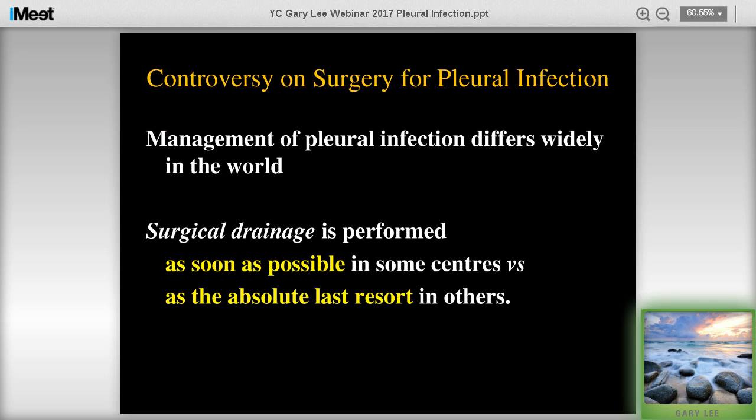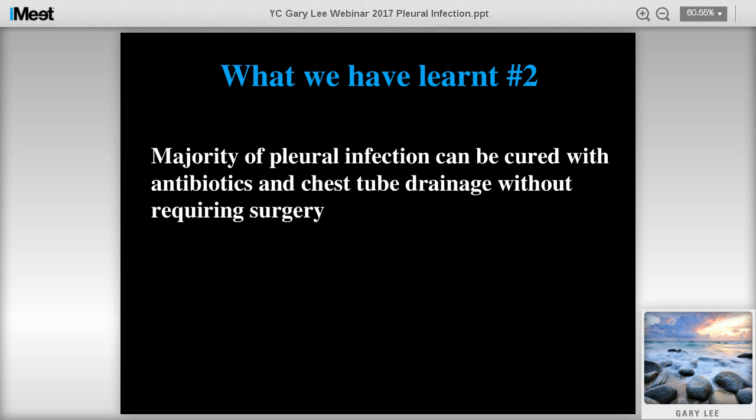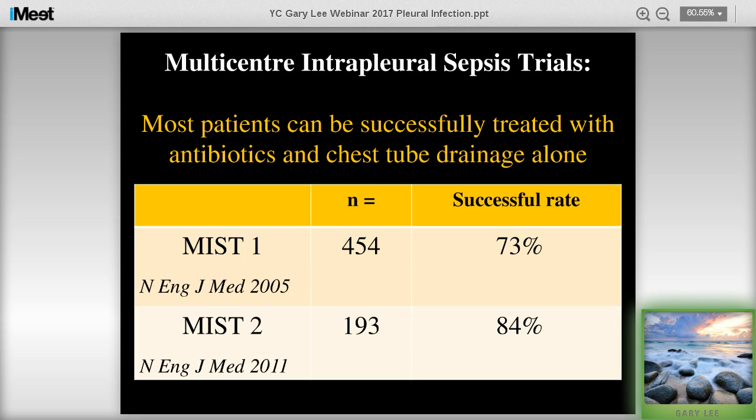But it has always been a controversy whether management of pleural infection should be to use surgical drainage as soon as possible, and this is still happening in many centers in the world, or as the absolute last resort in other centers. So what we have learned in recent years from the large multi-center trials is that the majority of pleural infections can be cured with antibiotics and chest tube drainage without requiring surgery.